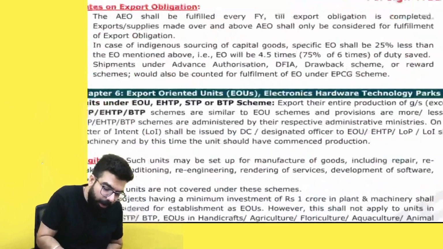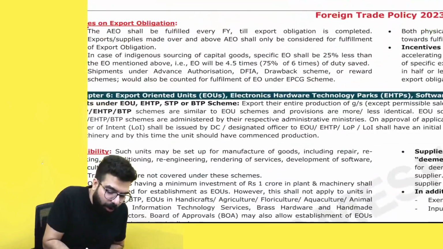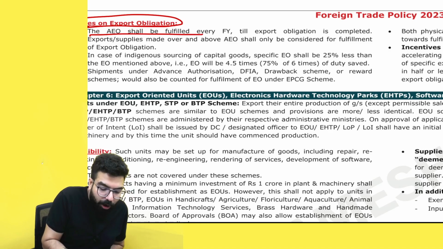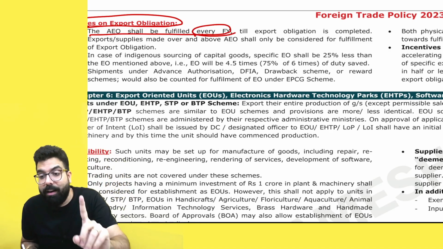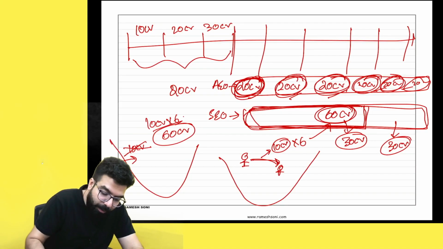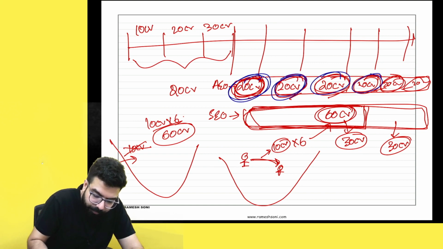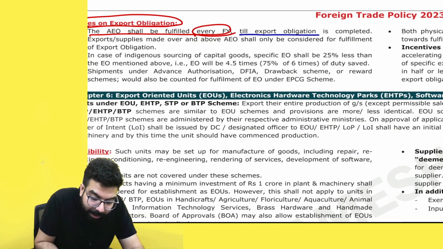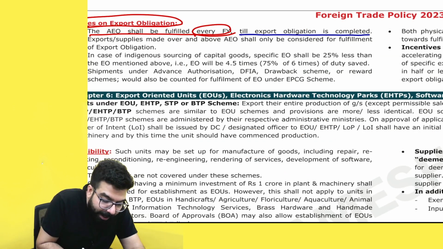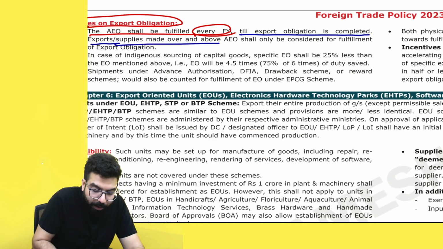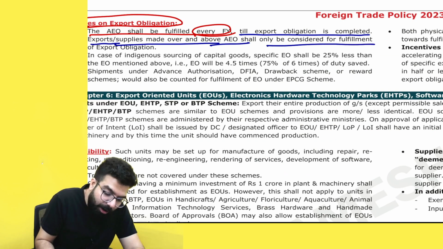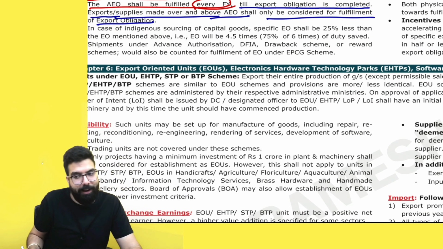Next. Then they are telling notes on export obligation. Sir, the average export obligation shall be fulfilled every year. Vaishnavi, see over here. They are telling over here you should be earning it every year, till the export obligation is completed. Exports or supplies made over and above the export obligation shall only be considered for fulfillment of export obligation.